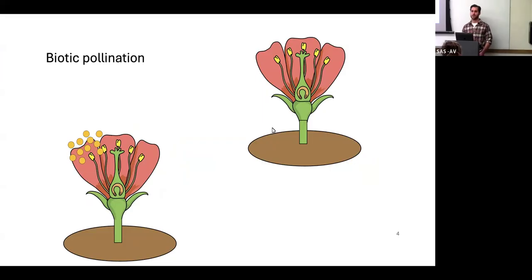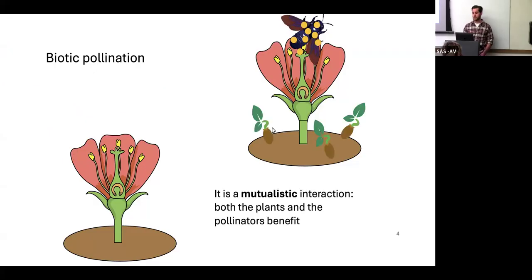And one of the ways they do this is through a process that we call biotic pollination. And this is simply using the help of other organisms in order to transfer the male sex cells to the female sex cells. So we have bees and all sorts of other organisms that I'm going to talk about today that transfer that pollen from flower to flower and produce seeds that grow into new plants. And this is a mutualistic interaction, and that means that both the plants and the pollinators benefit from this.